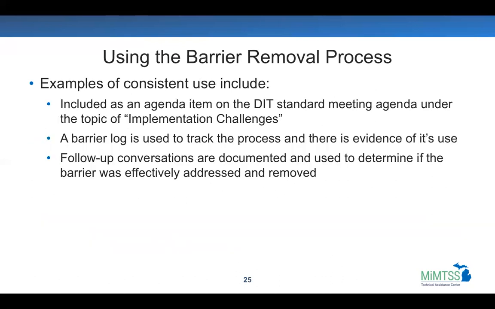Once the process is developed, it needs to be used to be effective. This means all steps of the process must be consistently addressed, including the follow-up to determine if barriers have been effectively addressed and removed. Teams have developed different ways to ensure the process is prompted and used. One way to increase use is to include implementation challenges or barriers as a standing agenda topic on the team meeting agenda. During this topic, teams review any new barriers and plan the communication and/or next steps that need to occur to address them. It's also an opportunity to review progress on the removal of existing barriers.